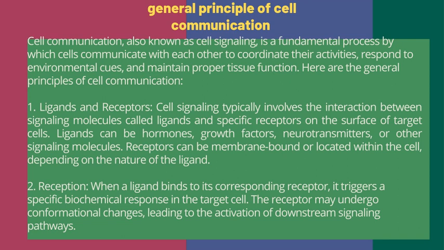First, ligands and receptors. Cell signaling typically involves the interaction between signaling molecules called ligands and specific receptors on the surface of target cells.